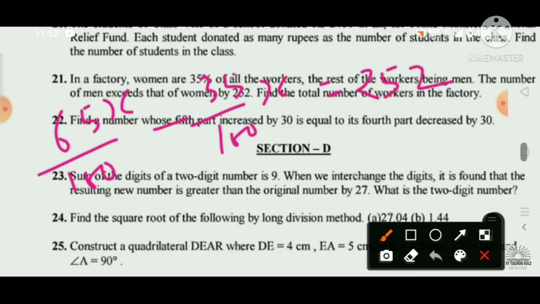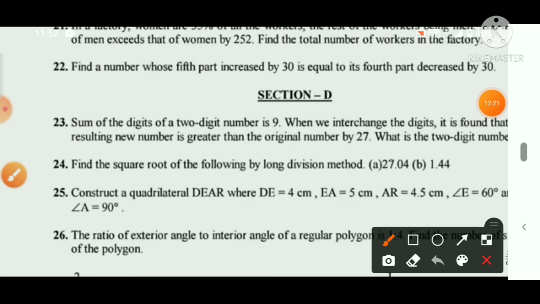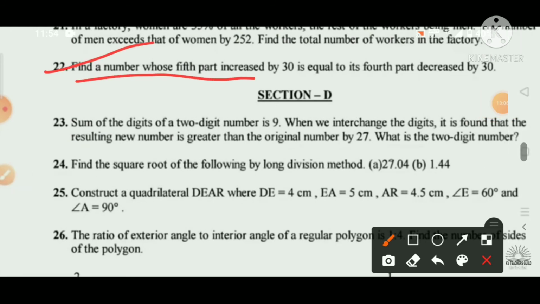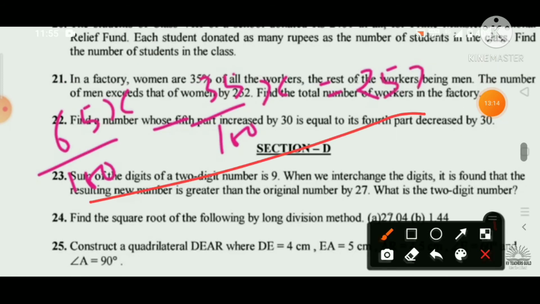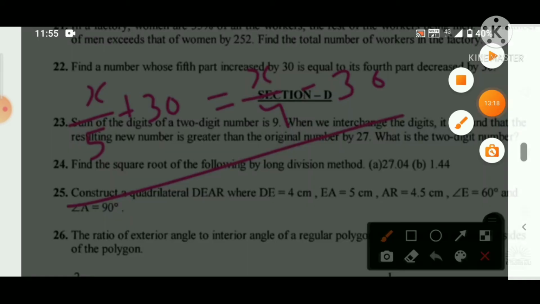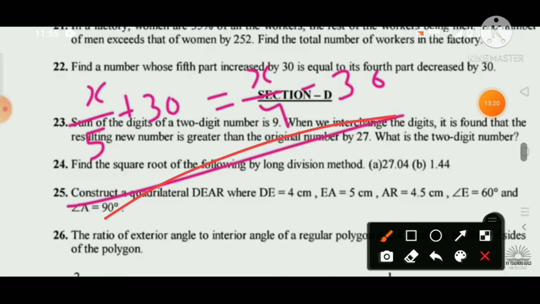Next question is, find a number whose fifth part increased by 30 is equals to the fourth part decreased by 30. So you can write the equation like this, then you will get the answer. Then what will be the value for x? That is the answer for this question. Let us move to the next question.